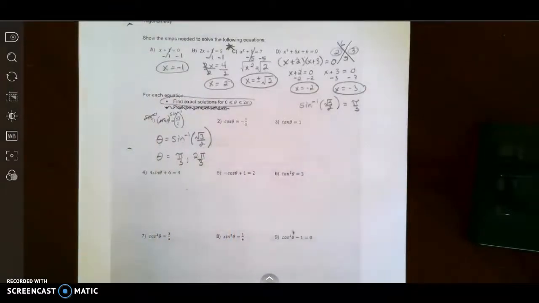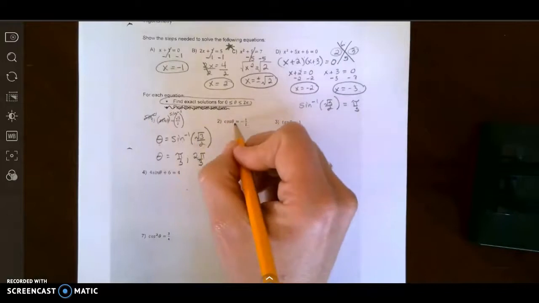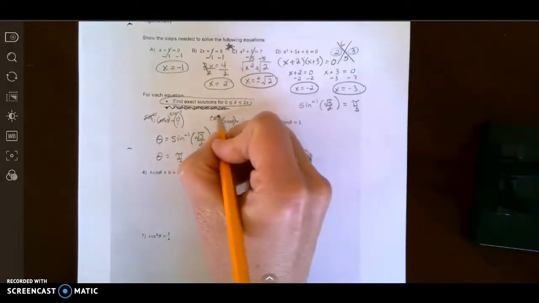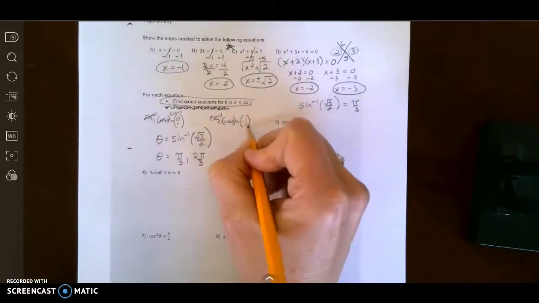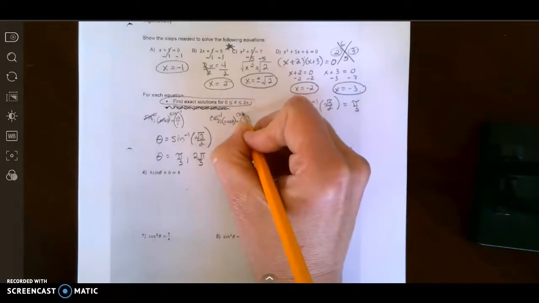Let's go to number 2. Cosine of theta is negative 1/2. We want to solve for theta, so we're going to take the inverse. Now the inverse wasn't there. It's not like this where it was there from the start. We added it in.